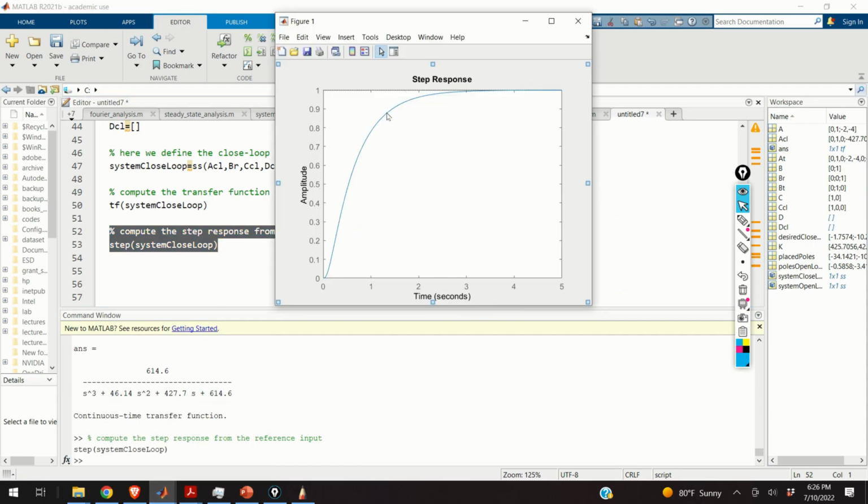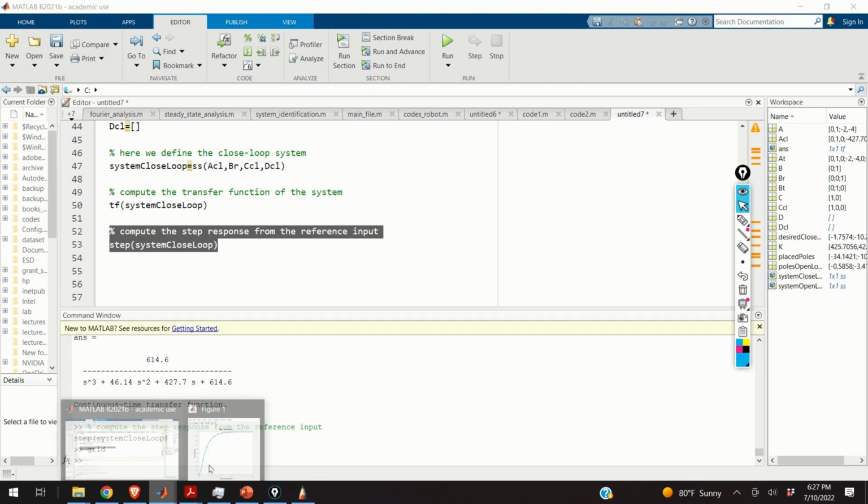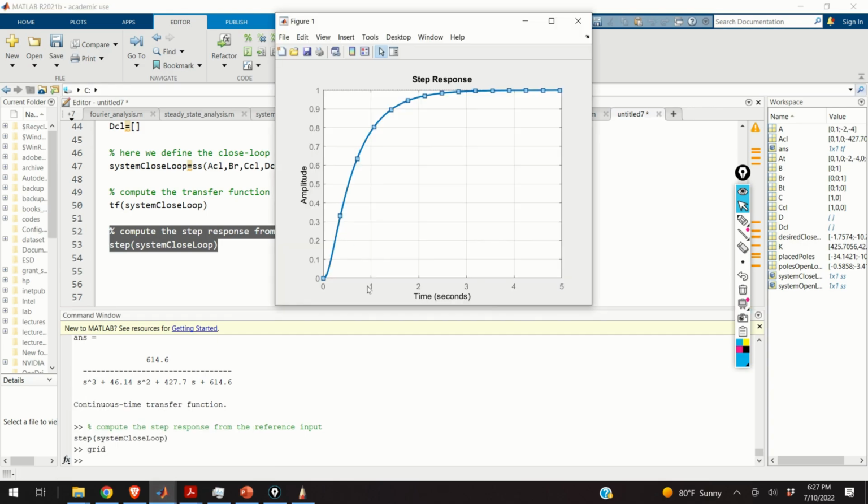Okay, here's the result. Let us increase the line width and put the grid. And we have solved a big problem. Now, our system is able to accurately track a step reference signal. We can see that the steady state error is eliminated. And furthermore, we can observe that the system response is faster.